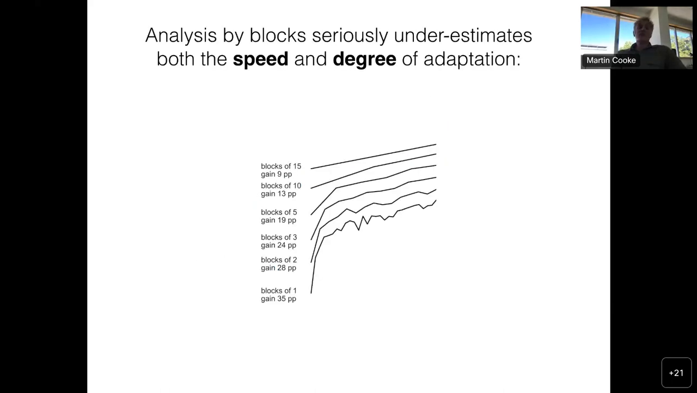The first thing to say about this result is that previous studies that have analysed by blocks have seriously underestimated the speed of adaptation, and not only the speed, but also the degree. Just to illustrate that, at the bottom here is the data you've just seen, and we see there's a gain of 35 percentage points. But if I were to block that data, to analyse it by blocks, so this is blocks of two, then blocks of 3, 5, 10, 15, where a block of 15 would be the first half versus the second half, you can see not only do we lose the rapid adaptation in the curve itself, but if you look at these gains, we're underreporting the gains, in fact, by a factor of four, from analyzing on a sentence by sentence basis to analyzing on a first half, second half basis.